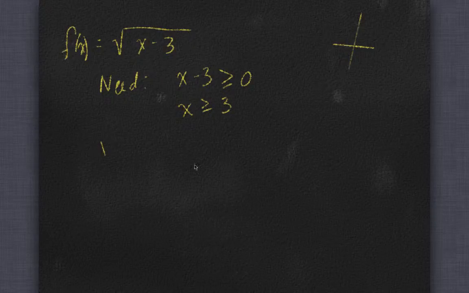When I write this, that's a statement. X is greater than or equal to 3. It's a wish, but it's a statement, okay? So if I am looking for the domain, I'm looking for a set of numbers, not a statement. So not a statement, but what I need is a set of numbers.